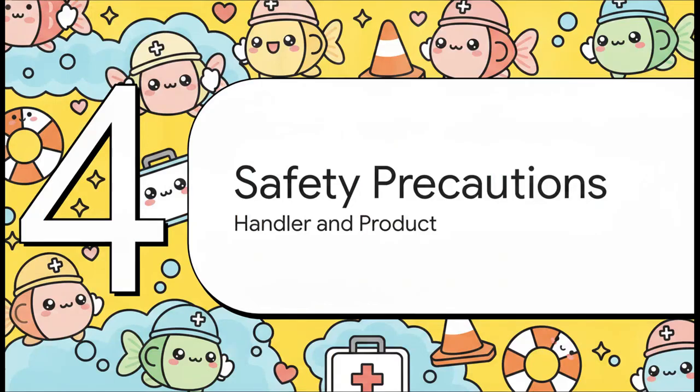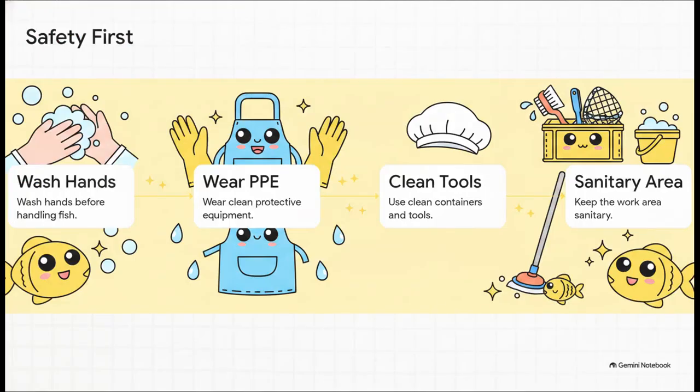Section 4. Essential safety precautions, protecting both the handler and the product. Now, we can't get any of those great market benefits without protecting the handler, which is you, and the product itself. Safety is an absolute top priority here. So, here are 4 non-negotiable safety procedures. Step 1. Wash your hands before handling fish. Good hygiene literally starts with you.